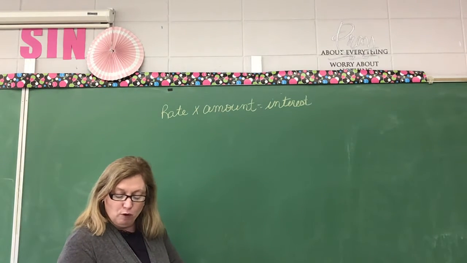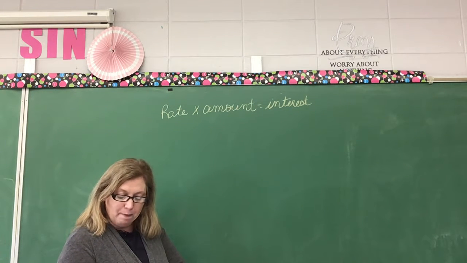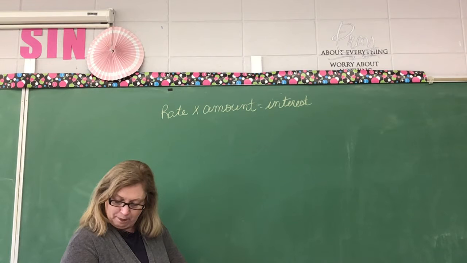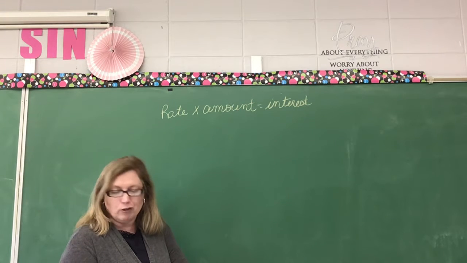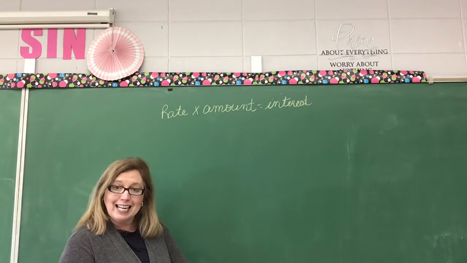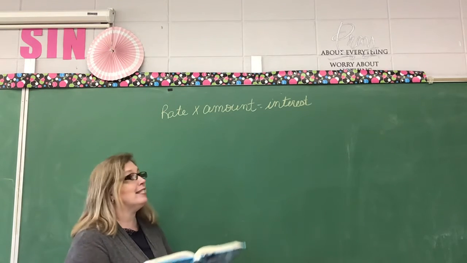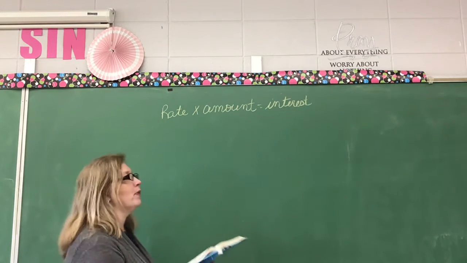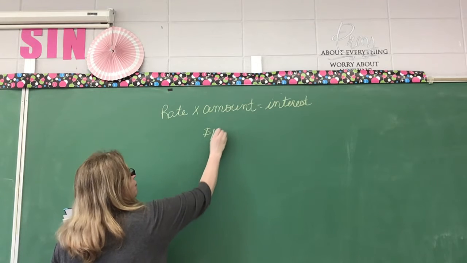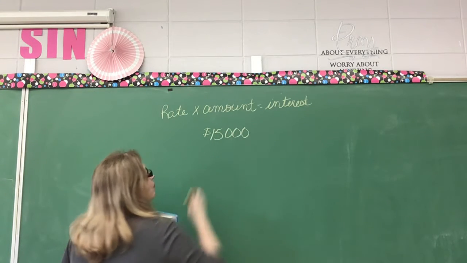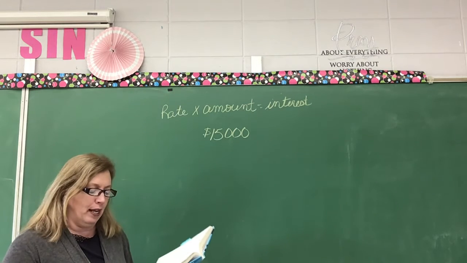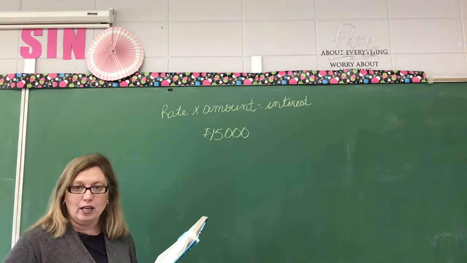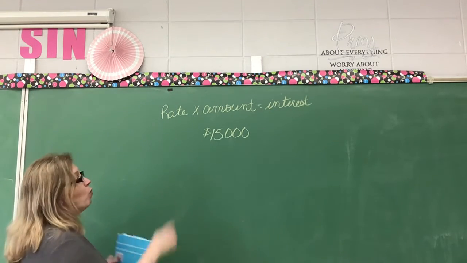So let's look at our problem set. And we didn't do all of these, so I'm trying to find one real quickly. Okay, look at number 5. I don't know if we did this one or not. Akeem put $15,000 in the bank. So that's his what? Is that his rate or his amount or his interest? That's his amount. That's the amount he put in. Let's look at it again. It says he put it in the bank at 10% simple interest. That means they're going to pay him what rate?